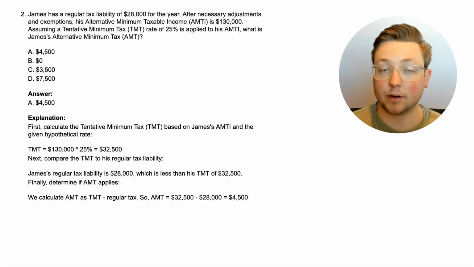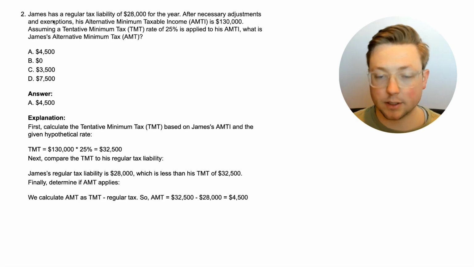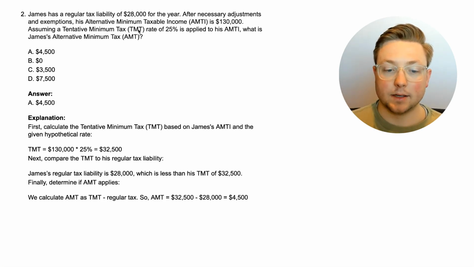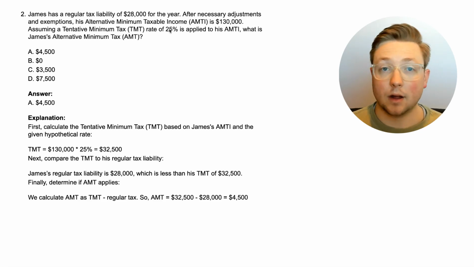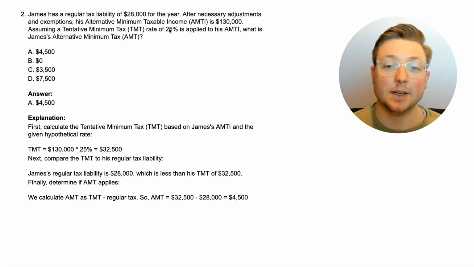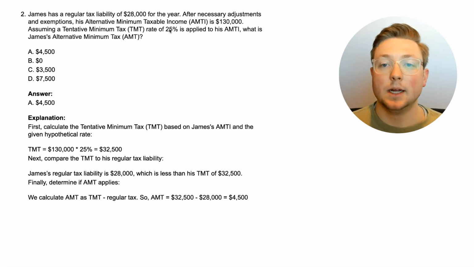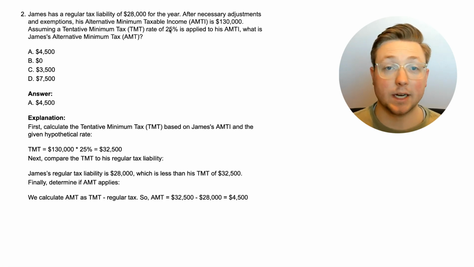So you start out by calculating the TMT. You would take the AMTI, and again, this is after adjustments and exemptions, and we're going to talk about those next. But you take the AMTI and multiply it by the tentative minimum tax rate, and in this case, it's 25%. Just letting you know, that's not the actual number for TMT. That's something that changes over time. So again, we're not trying to teach you all the exact specific numbers because those change every year. We're trying to teach you the concepts so that whatever numbers they are, you'll know how to do it.